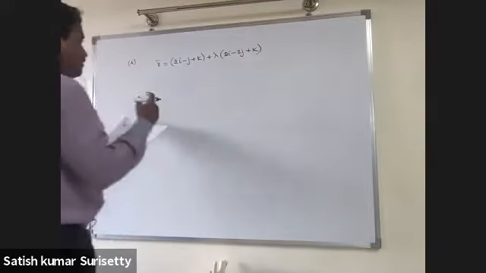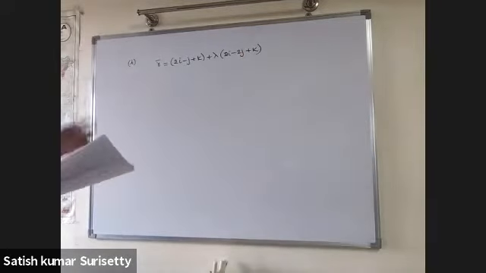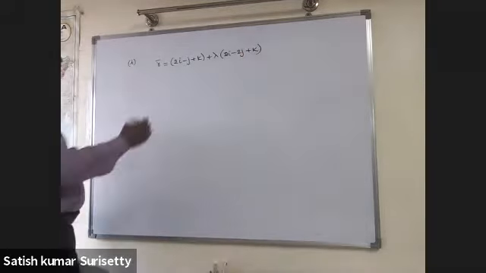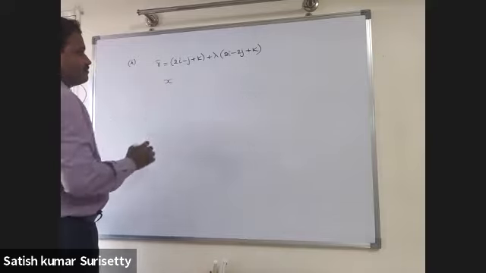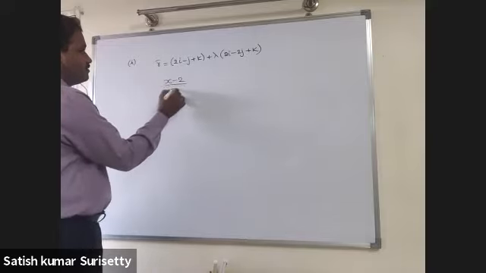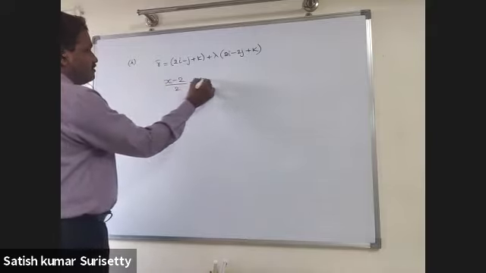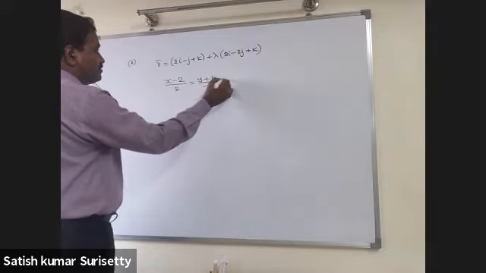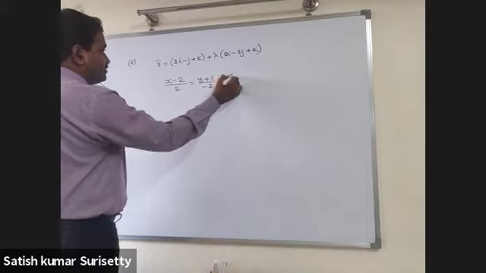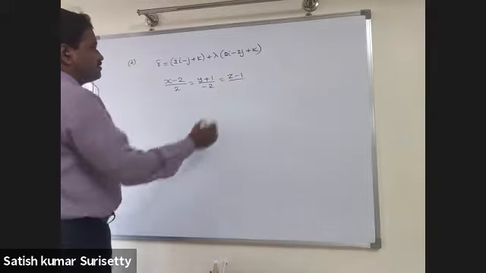Now, from this, are you able to write the Cartesian form directly? Yes. The Cartesian form: (x minus 2) by 2 equal to (y plus 1) upon minus 2, next (z minus 1) by 1.